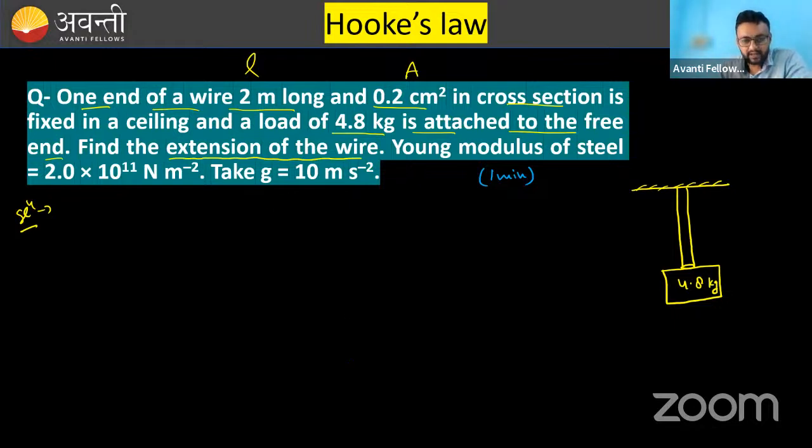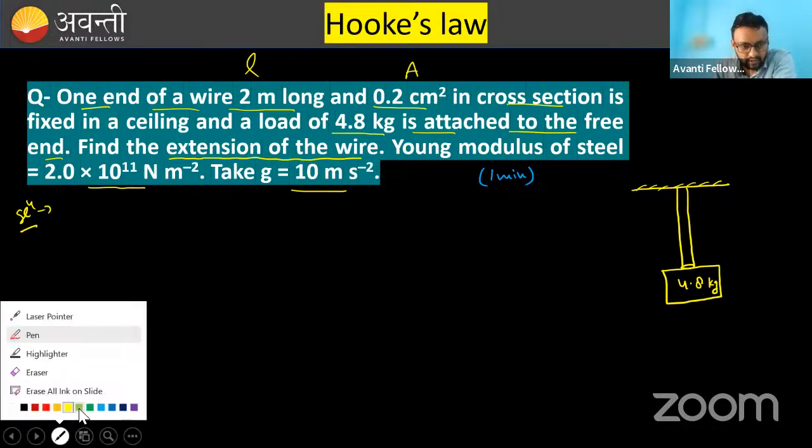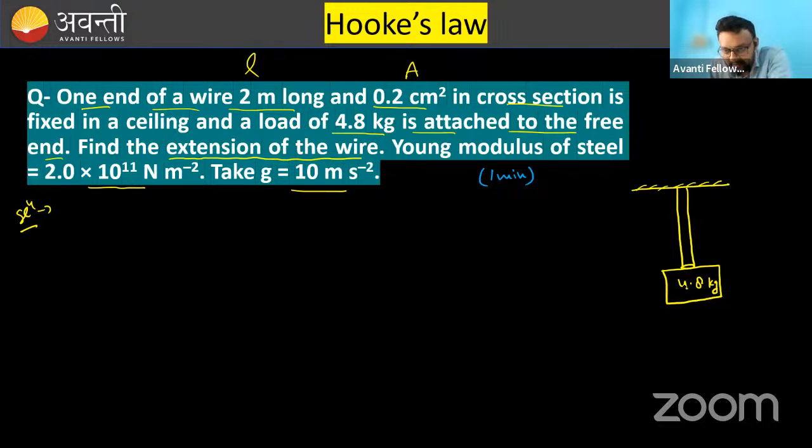So what can we do? Can anyone solve the question? Young modulus is also given. G is also given. As soon as you complete the diagram, you can say that this 4.8 kg load will exert a force of 48 Newton. How does this force come? This is mg, and g is 10 meter per second square. So I have written it directly as 48 Newton.